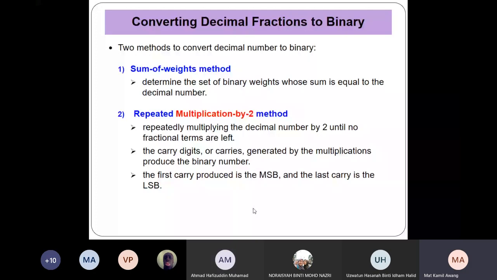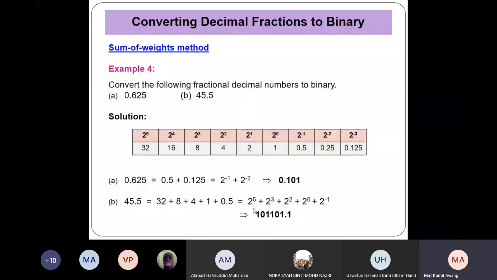So you repeatedly multiply the decimal number by 2 until no fraction terms are left. The carry digits generated by the multiplication produce the binary number. The first carry produced is the most significant bit and the last carry is the least significant bit. So this is the same as the first one, for the decimal number that you want to convert into binary.